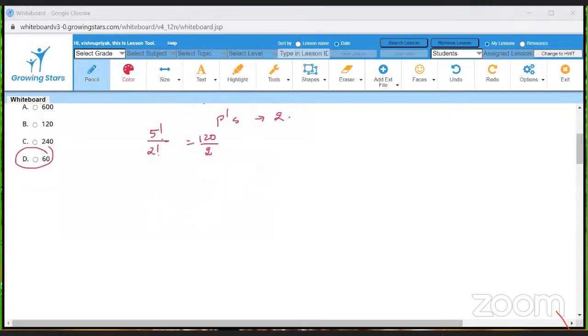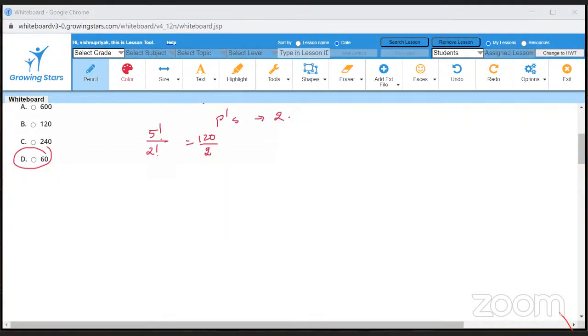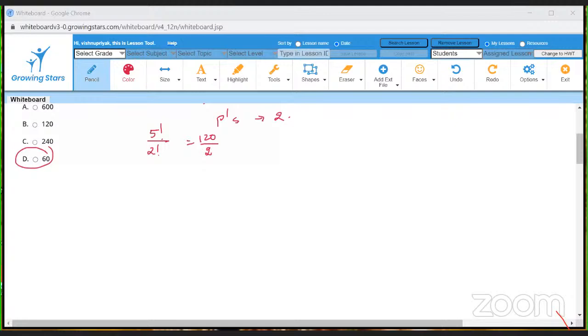So in every question, you will see there is a condition hidden over there. If there is no condition, that means repetition is allowed.